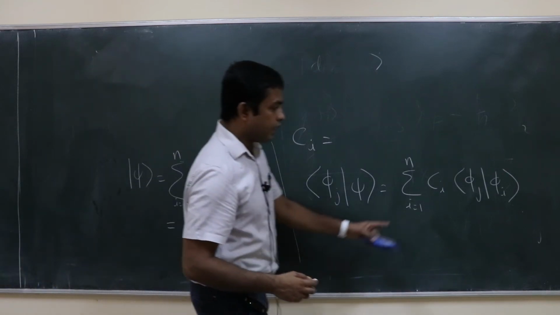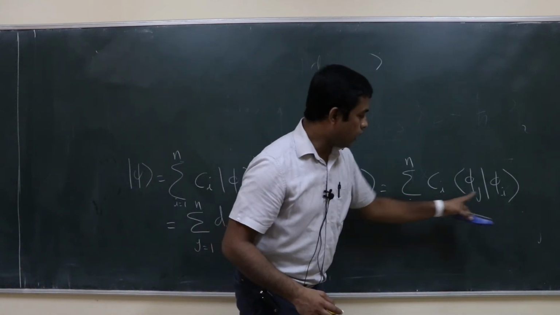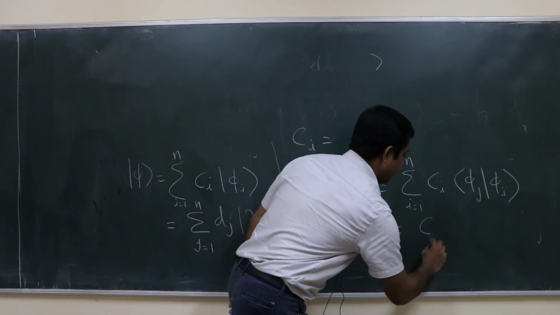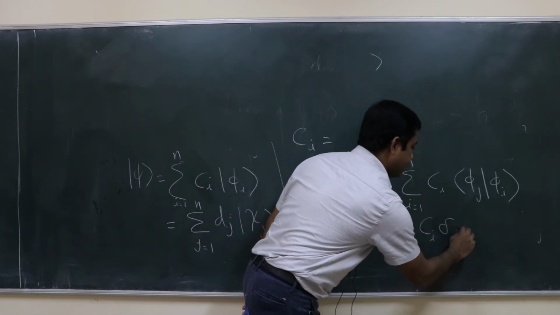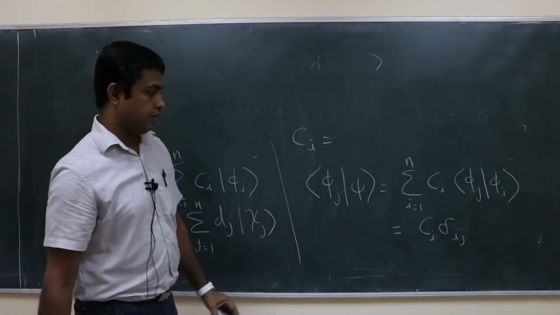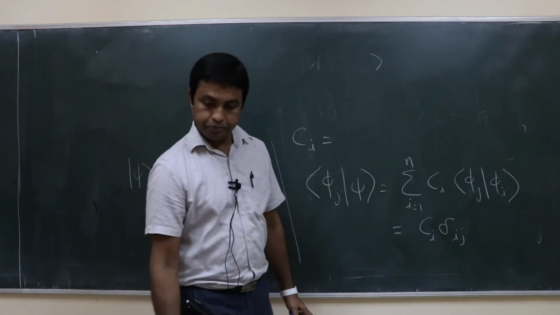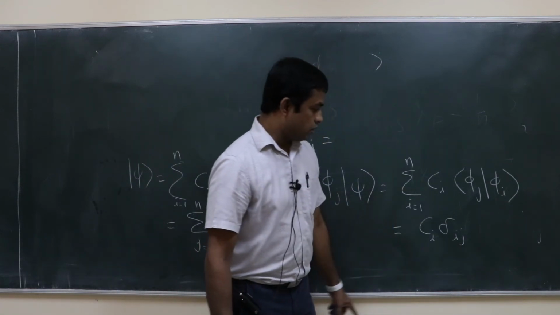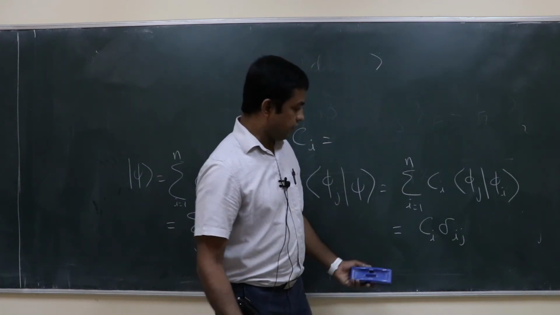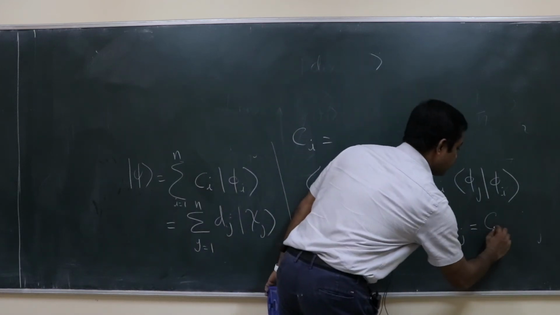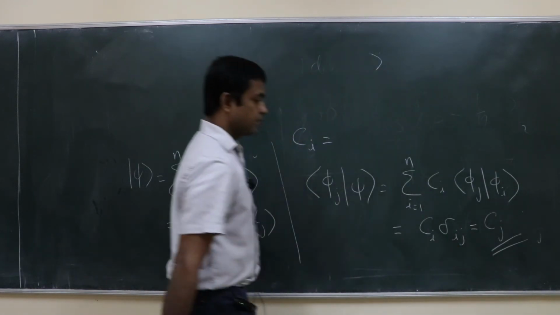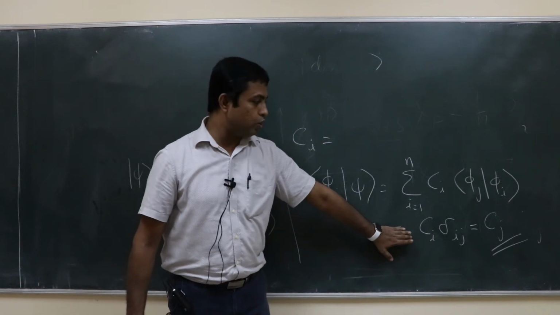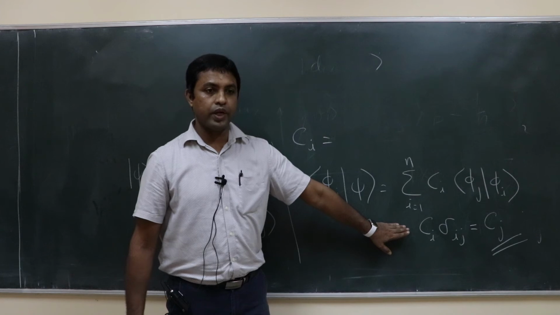So what is this quantity equal to? c_i delta_ij, because delta_ij is a symmetric tensor. So should it be c_j? Yes, definitely. So this is equal to c_j. Have all of you understood this? If you do not understand how this is c_j, I can explain. Otherwise, I will move ahead.